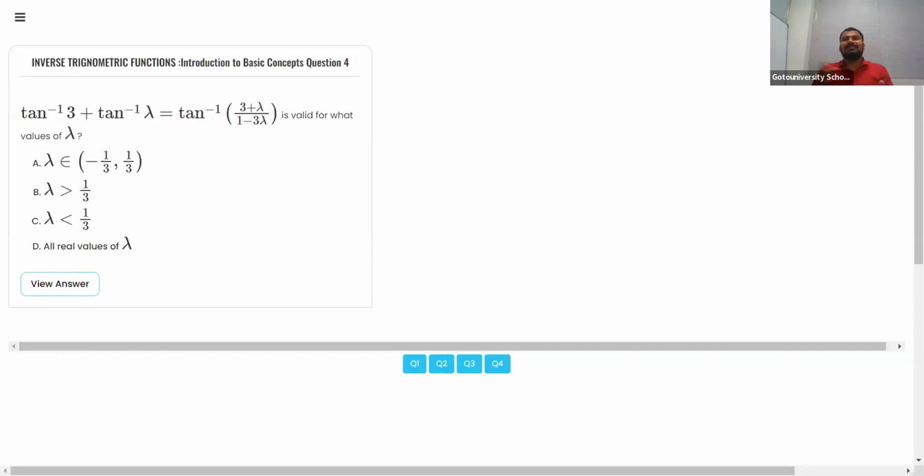We know tan inverse A plus tan inverse B, isn't it? What is the formula for tan inverse A plus tan inverse B? It's there in trigonometry. It's nothing but tan inverse of (A plus B) divided by (1 minus A into B), isn't it? So that's the same thing. Tan inverse 3 plus tan inverse lambda, they have taken it as tan inverse of (3 plus lambda) over (1 minus 3 lambda). It's just the tan inverse A plus tan inverse B formula. So yes. So we cannot derive it, it's actually the formula.